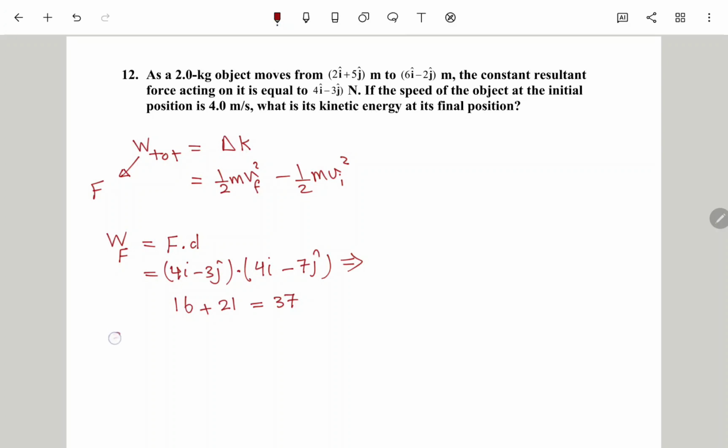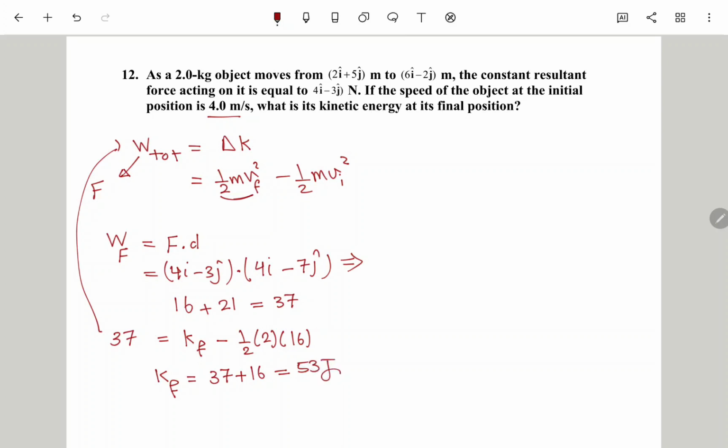37. Now 37, back to the original equation, is equal to K final minus half times 2 times 4 squared, which is 16. You do the math, K final equals 37 plus 16, in other words it's equal to 53 joules.